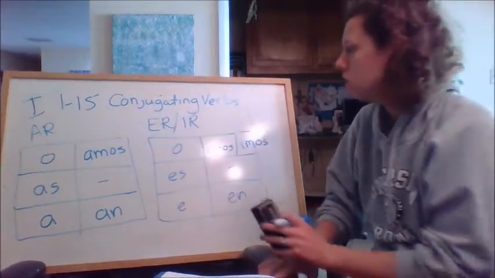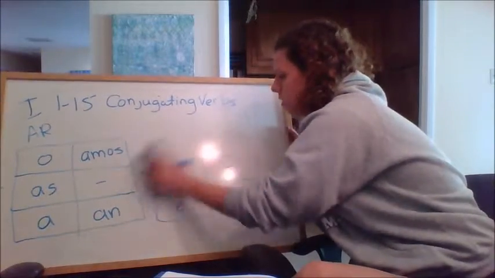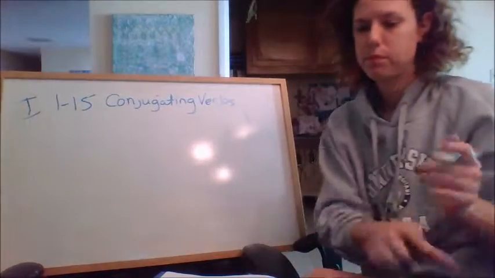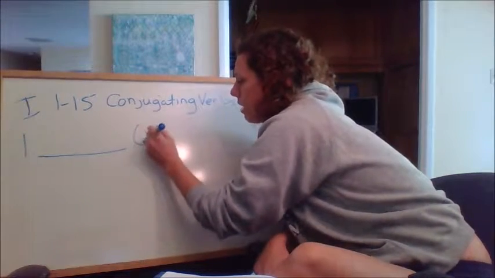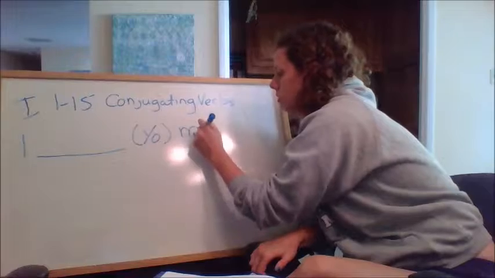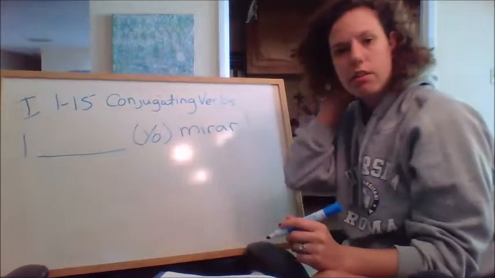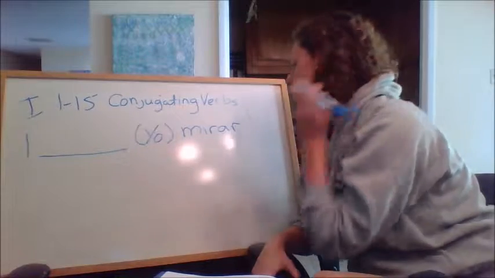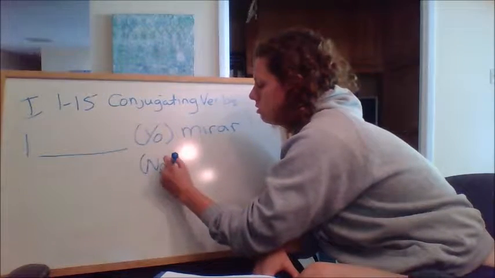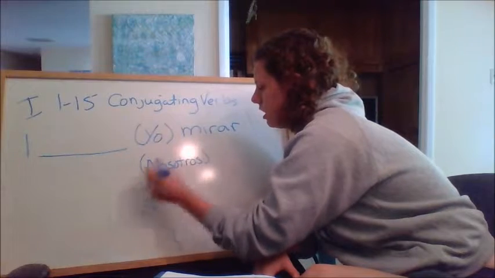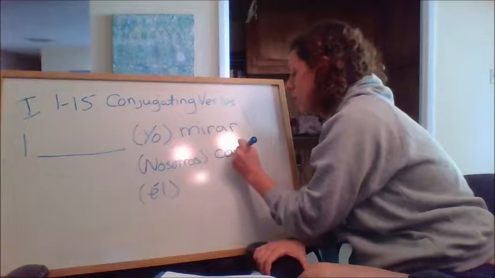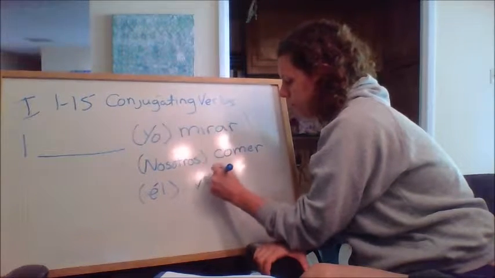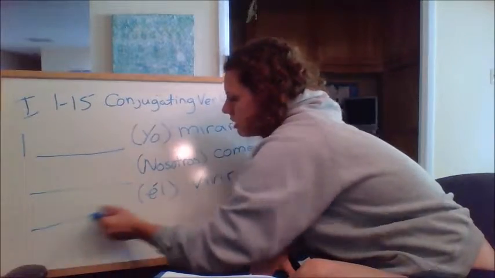You should already know this, but your test is going to look like this: I'm going to say number 1, and then there's going to be a blank, and then I'm going to have a subject pronoun, and then I'm going to have a verb. Mirar. So it'll be an infinitive. And then if we had like nosotros, and let's say comer, and vivir. Okay, so it'll look something like this.